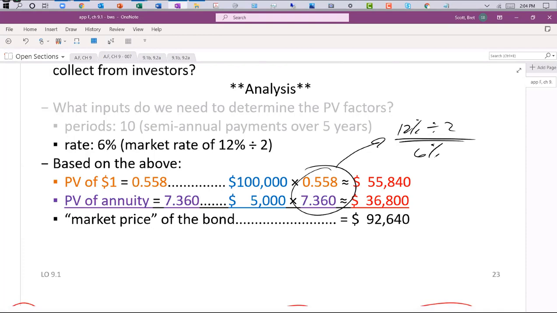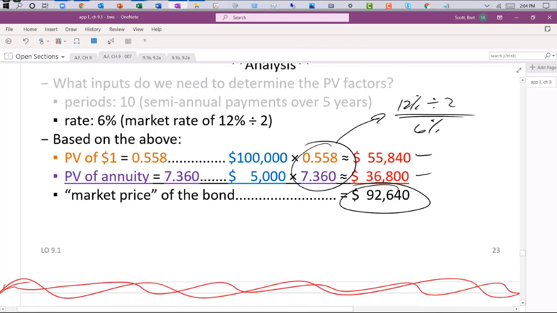So when we use those factors, we take the present value of those future cash flows, we figure out that the market price of the bond, the cash that we actually receive, is going to be 92,640, which is a discount from the 100,000, meaning that, hey, look, investors, we really want to issue these bonds. Tell you what, give us 92,000. You don't have to give us the full 100,000, just give us 92,000. Okay? We'll explain the difference and how that's important later on here.